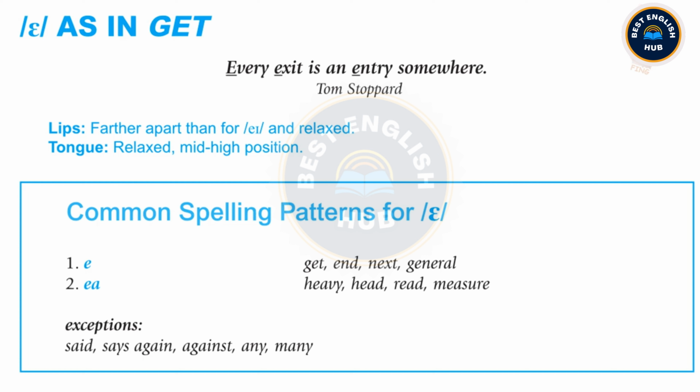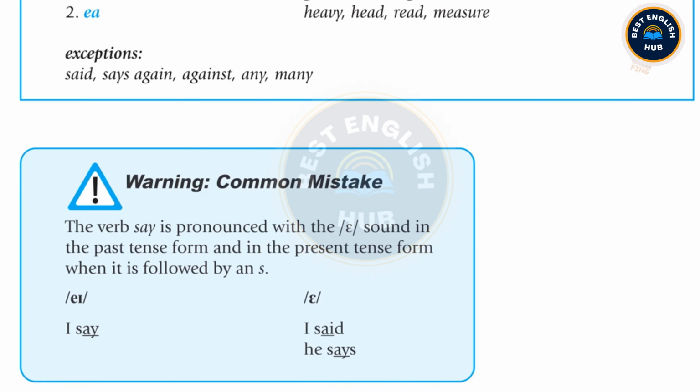And the spelling exceptions include the words said, says, again, against, any, many. Warning, common mistake. The verb say is pronounced with an S sound in the past tense and in the present tense when it is followed by an S. For example, I say, but I said. He says. Don't say, I sayed, and he says.